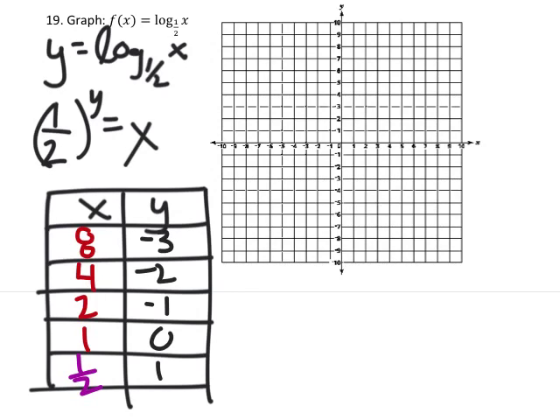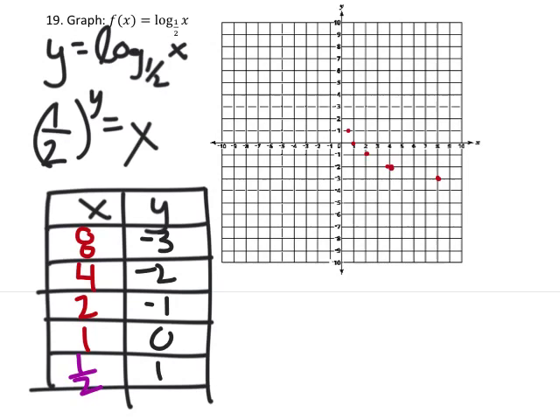This graph is a little small, but we can work with it. If x is 8, then y was -3, so we have a point there. When x is 4, y is -2. When x is 2, y is -1. When x is 1, y is 0. And when x is 1/2, y is 1. Now, we'll never have a negative x value from this because the base is positive. So the x value will never be negative, meaning that this curved line will never cross the y-axis.